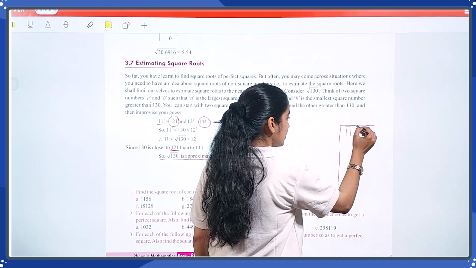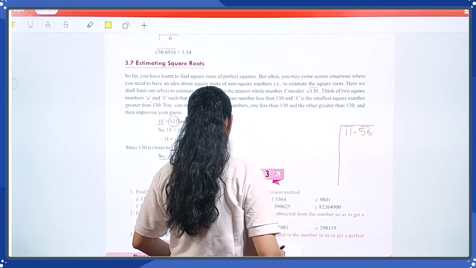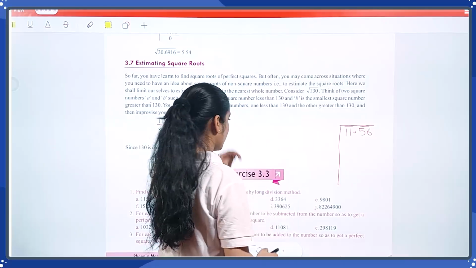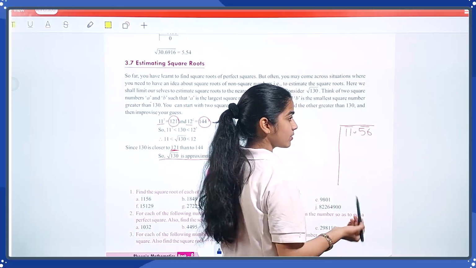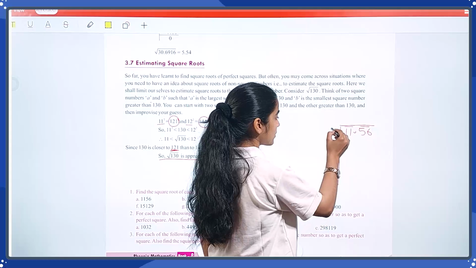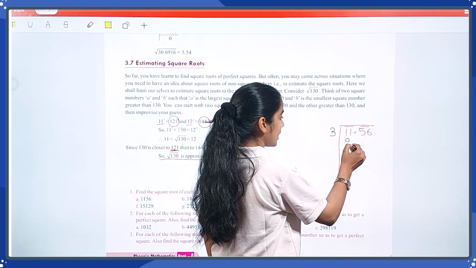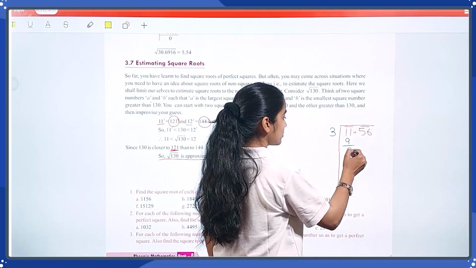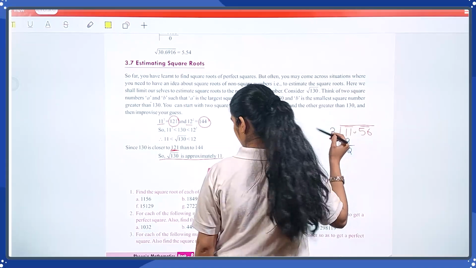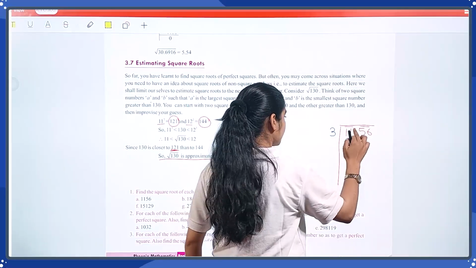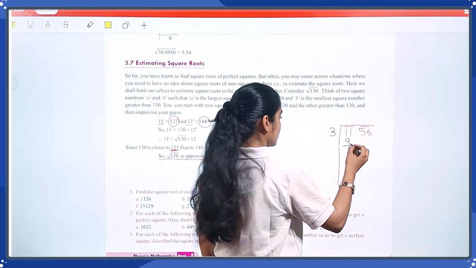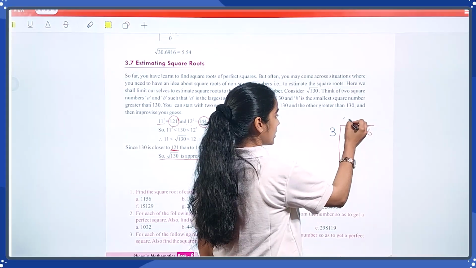So first we pair it. Then 4 square is greater as compared to 11. So first we take 3, then 9. 11 minus 9 is 2. So there is no point. Why am I applying here? 2. Then you have to write here 3.